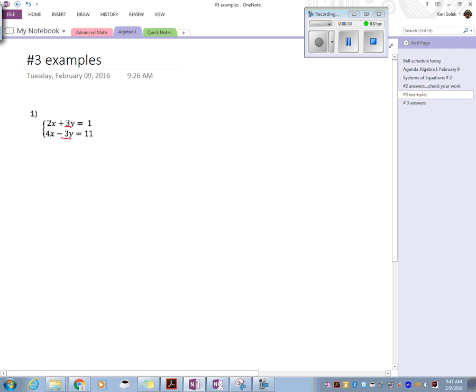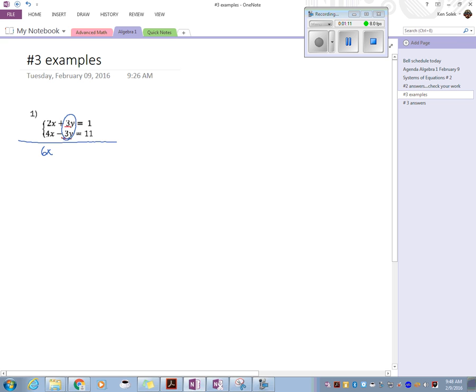Okay, so when we have opposites of each other, the best method is elimination. So what happens when we add these equations is 2x and 4x give me 6x, not x squared, we didn't multiply. Remember, when you add them, you just add the coefficients. And because these two are additive inverses, they cancel out. So 3y minus 3y is 0. So that disappears. It eliminates.